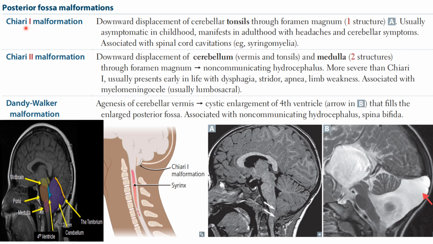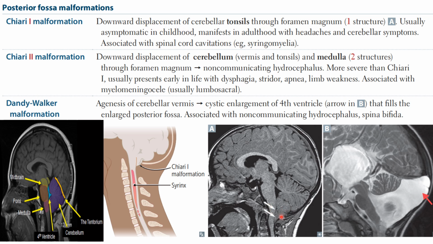So now we have Chiari I malformation. In Chiari I malformation, what we see is that there is a downward displacement. As you can see in this diagram, you can compare the parts and mark in your brain that these are the parts we're talking about. So here we have a cerebrum. What they're saying is that there is a downward displacement of cerebral tonsils.